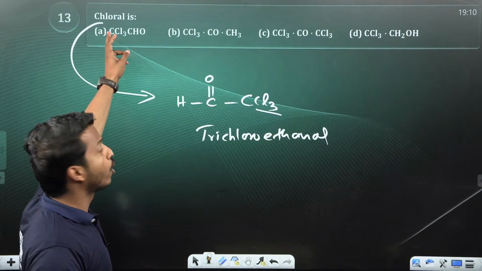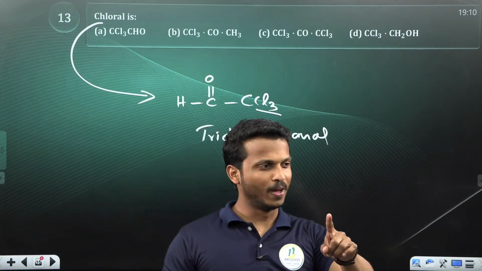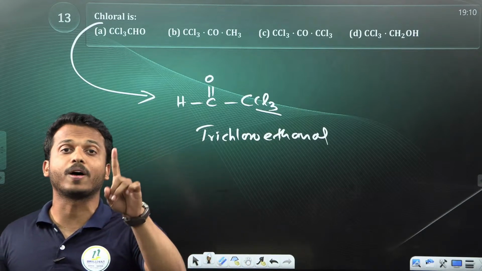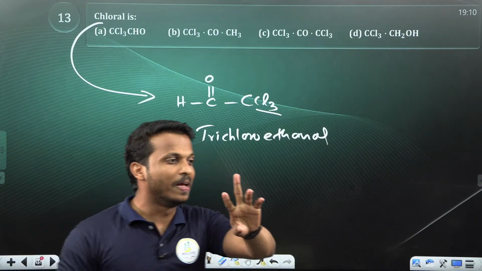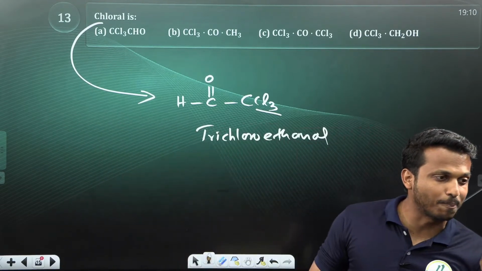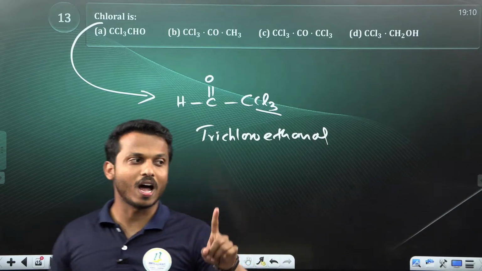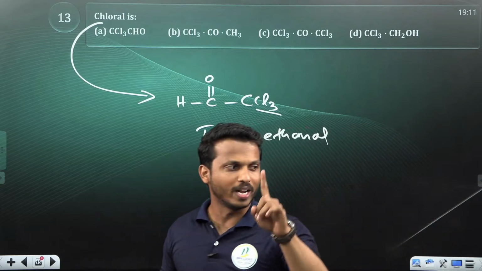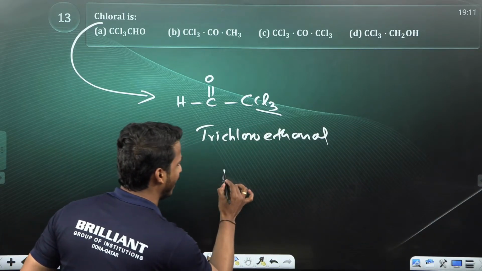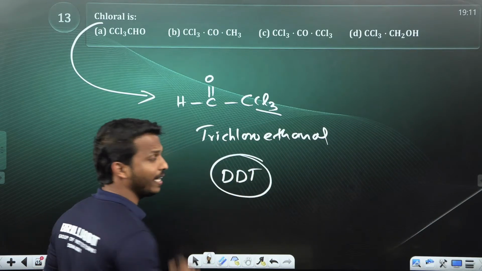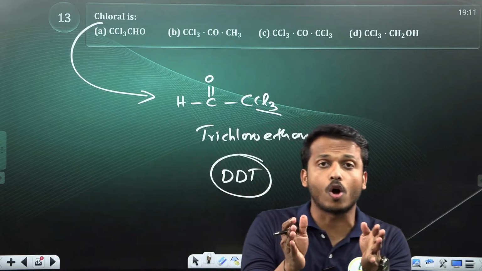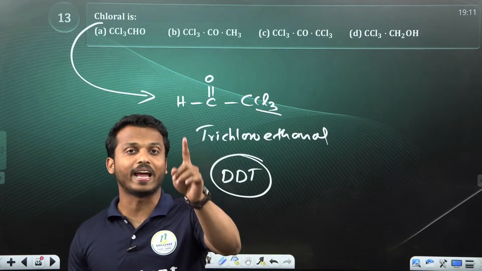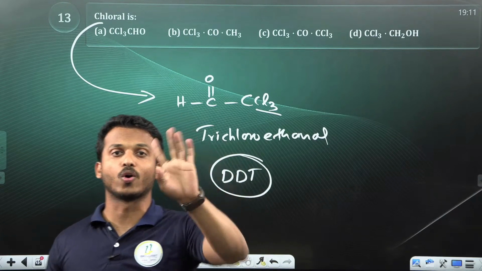It contains both aldehyde and chloride, therefore it is called chloral. Hope you remember where it is used. Chloral is used in the preparation of one compound. What is that? DDT. DDT is prepared by the combination of chlorobenzene and chloral. DDT is dichlorodiphenyltrichloroethane.